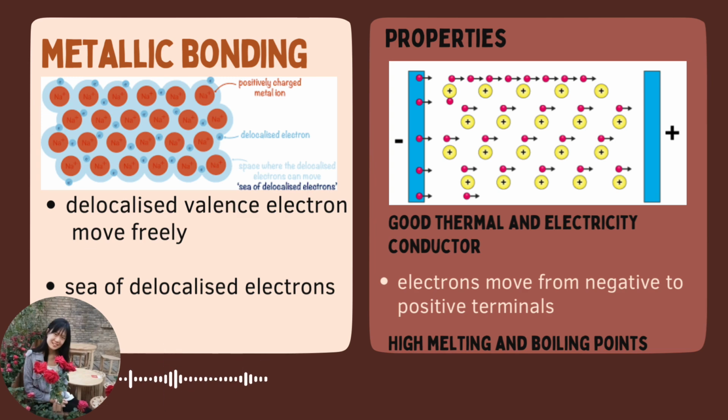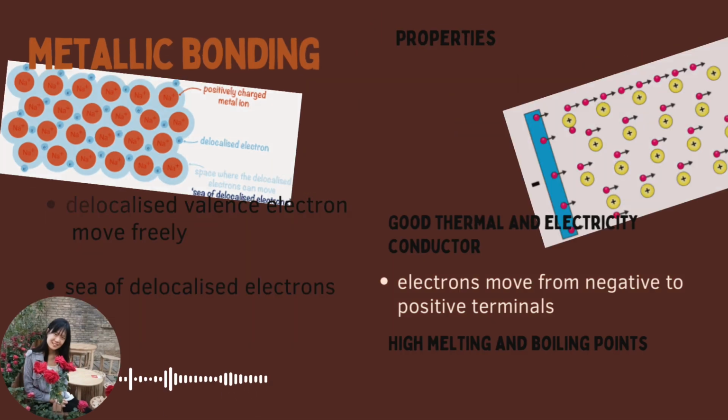The properties of metallic bonding are that they are good thermal and electricity conductors. When the electrons of the metal ions are delocalized in the sea of electrons, the charge from the negative terminals is carried to the positive terminals when electricity is supplied. Besides that, metals with metallic bonding will have high melting and boiling points.